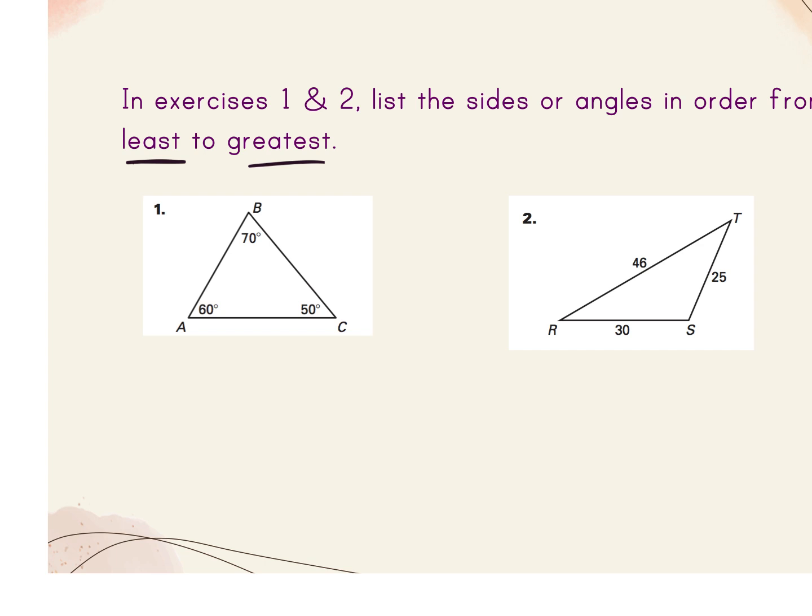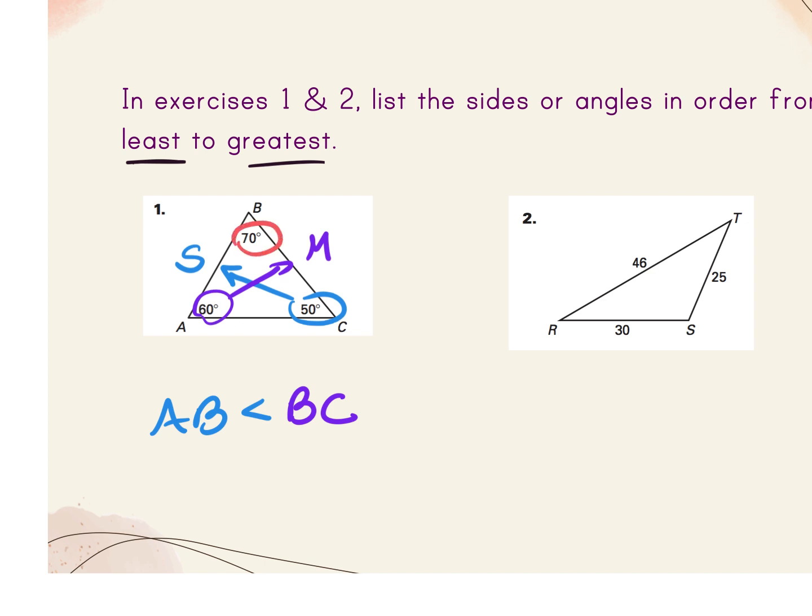So I'm going to look for the smallest angle. So my smallest angle is the 50. So this tells me that AB is going to be the smallest side. And then the next biggest angle is the 60. So the side that it's across from, this will be the middle one or the medium size, is going to be BC. And then finally, the largest angle is 70, and it's across from the longest side, which is AC. So that'll be the largest.